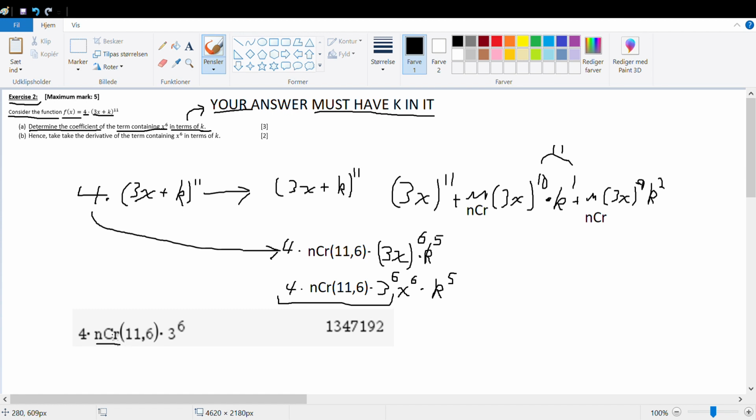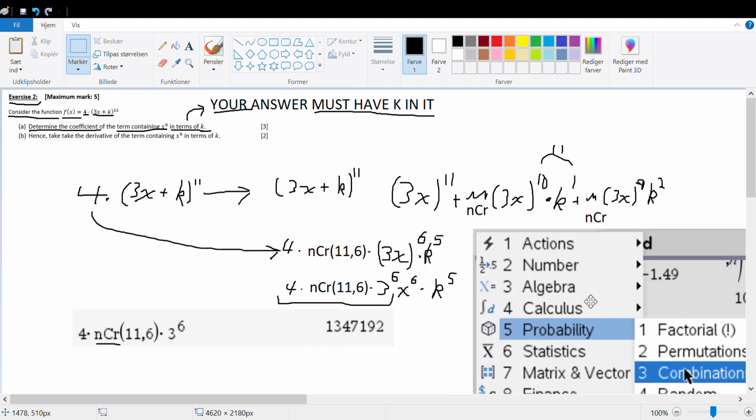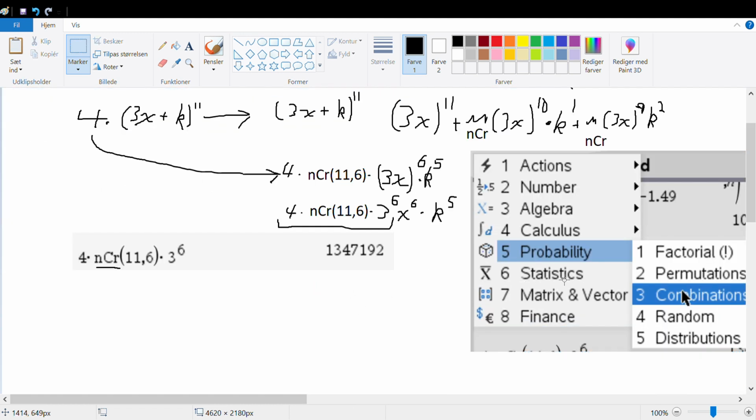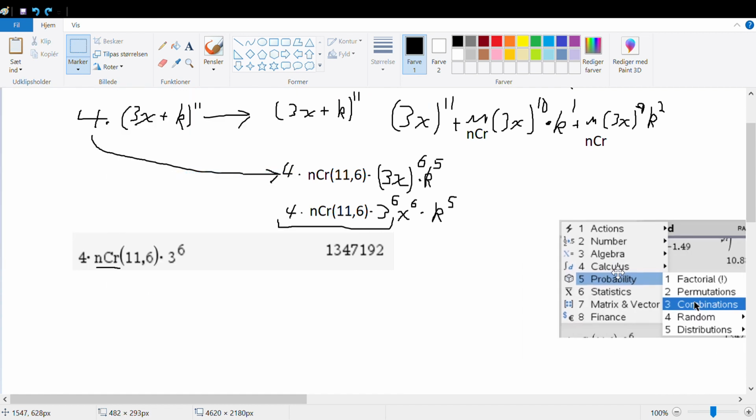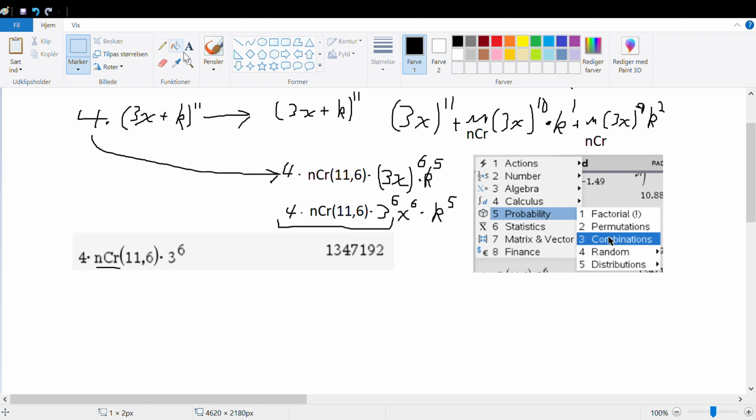I can access this either via the menu system. I can press menu and then I can go down to the fifth function and pick combinations. I will show you what that looks like now. It looks like this on the calculator when you press menu. This is one option, but you don't actually have to do that at all. You can, if you want, literally just go down to the keyboard and type N, C, and R. And I think honestly it might be faster to do that.